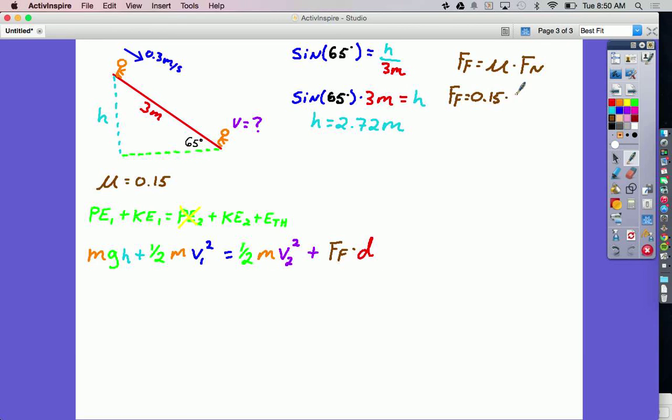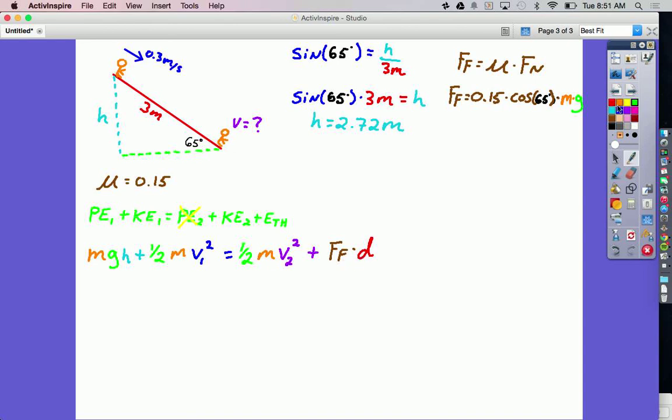But now we need to know what is the normal force. Well, the normal force is the cosine of 65 times the mass times g, or 9.8. And this right here is just the force of gravity perpendicular, which is what the normal force is equal to when an object is on a ramp, like a sliding board. All right, so now we're ready to start plugging into our conservation of energy equation.